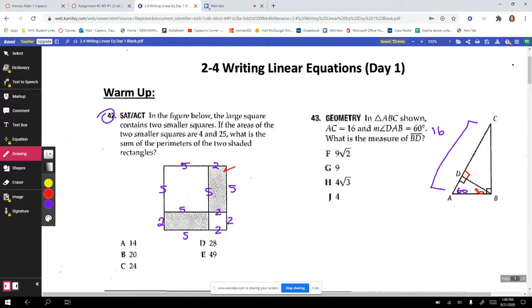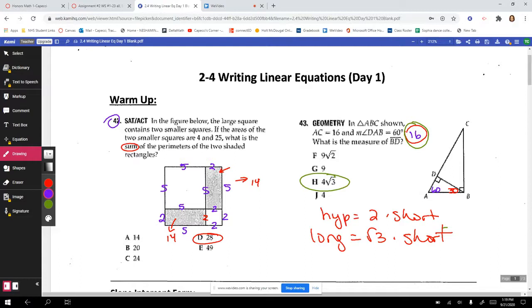So in this shaded region right here, if I add up 2, 5, 2, and 5, that gives me a perimeter of 14. This one right here, same thing. This is a 2 also. 2, 5, 2, and 5 also gives us 14. I'm looking for the sum, so I add them together and I get 28.